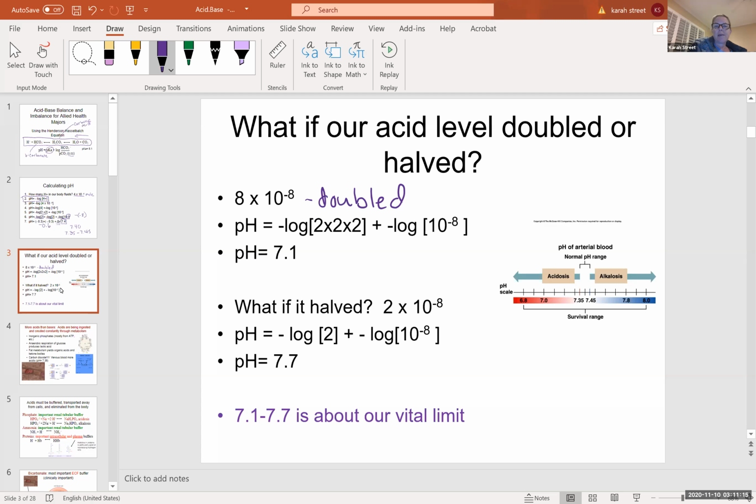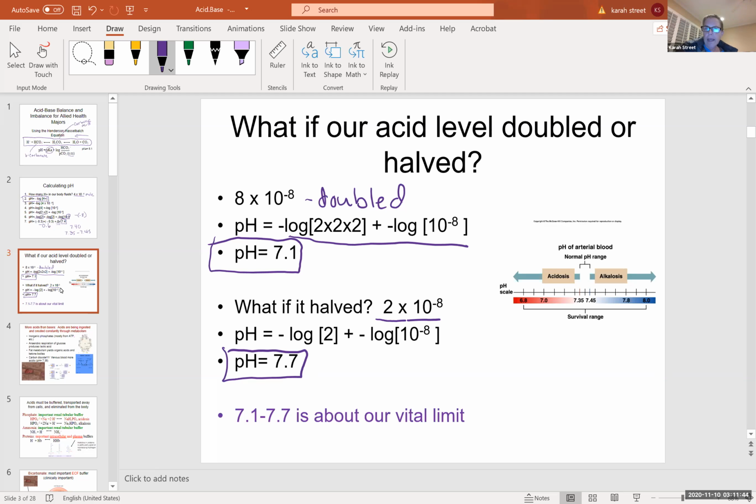Hydrogen ions are acidic, of course. So if I did the same math wizardry and broke down that pH equation, pH equals the negative log of the hydrogen ion concentration, I would find out that a doubling of our hydrogen ion would give us a body pH of 7.1. And if we cut our hydrogen ion concentration in half, our pH would go up to about 7.7.